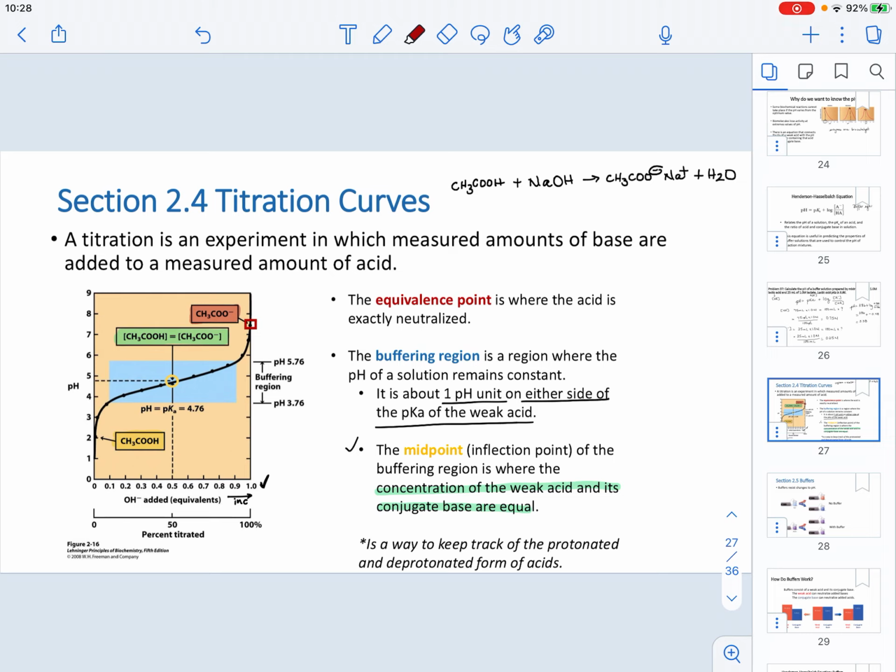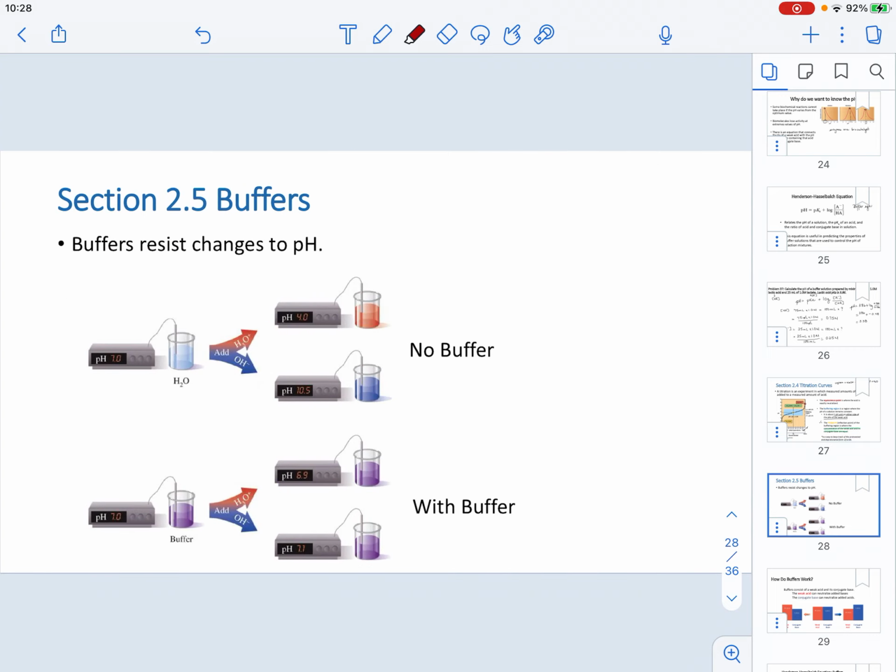So let's now understand what exactly a buffer is and how they work. Section 2.5 of the textbook is where the explanation of buffers comes about. Buffers are solutions that resist changes in pH. And overall, the figure that we have here explains what happens when we have a solution that has a buffer and a solution that doesn't have a buffer.